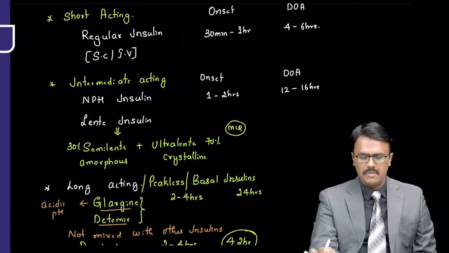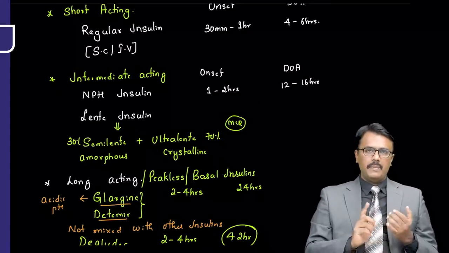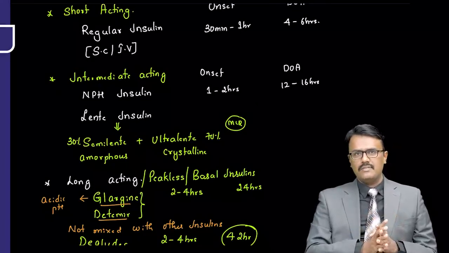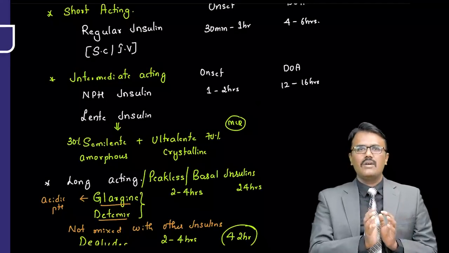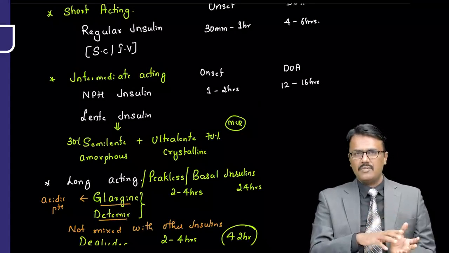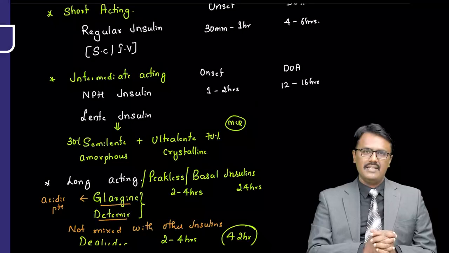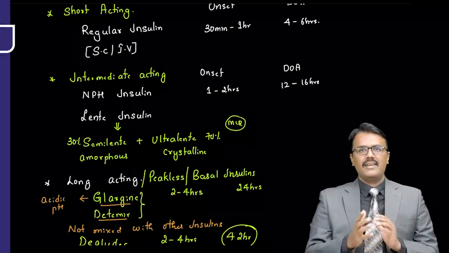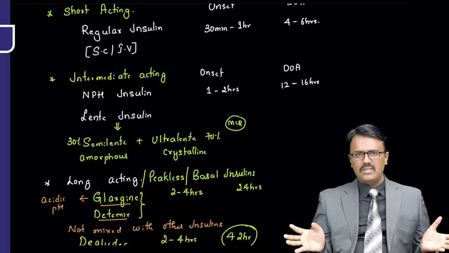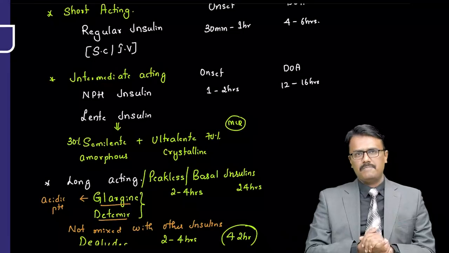So these are the insulin preparations depending on the onset and duration of action. Let me summarize the things for you. We have rapid acting insulins: lispro, aspart and glulisine, given subcutaneous. Inhaled is called Afrezza. Short acting insulin is regular and it can be given subcutaneous as well as IV. Intermediate is NPH insulin, and lente insulin made up of semi-lente and ultra-lente. The longer acting insulins are glargine and detemir, not mixed with other insulins. The longest acting is degludec with a duration of 42 hours. These are the points you have to keep in your mind.